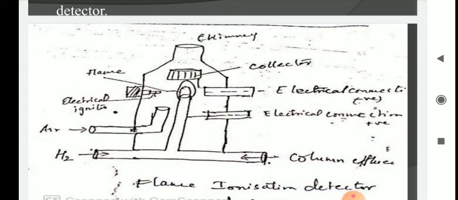Column effluent and the hydrogen and air come in through the inlet, and in the center the flame is produced. Above the flame is a collector. Now in the thermionic detector there is one more thing present, which is a rubidium silicate bead. That bead is at about 180 volts above the voltage of the collector, 180 volts more than that.